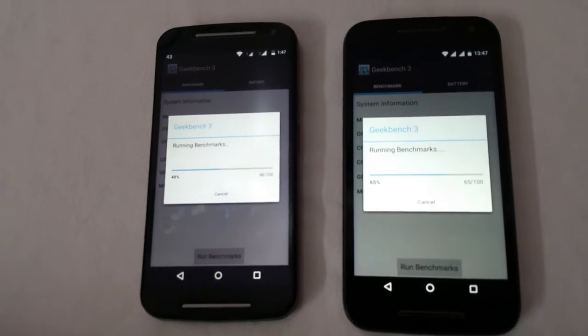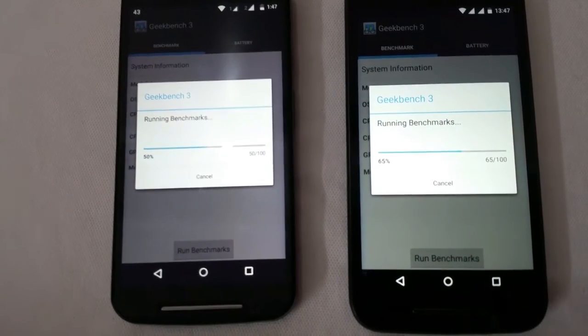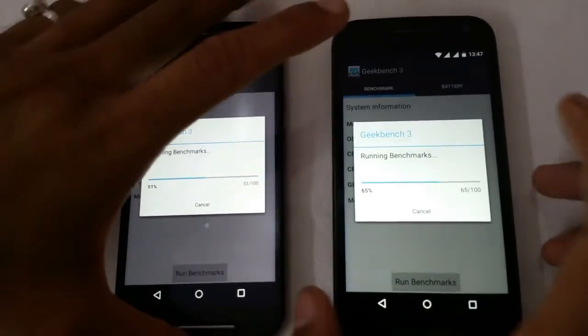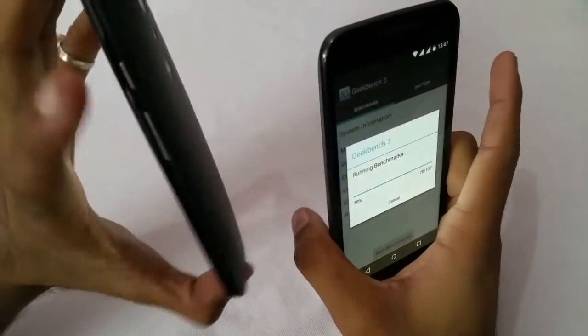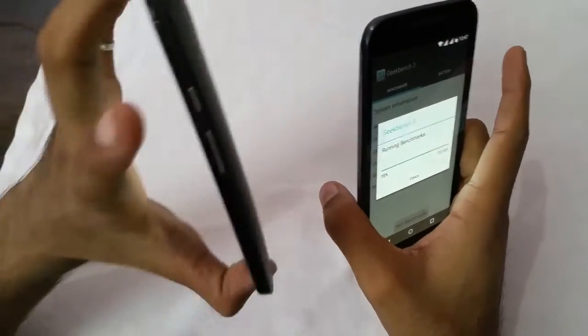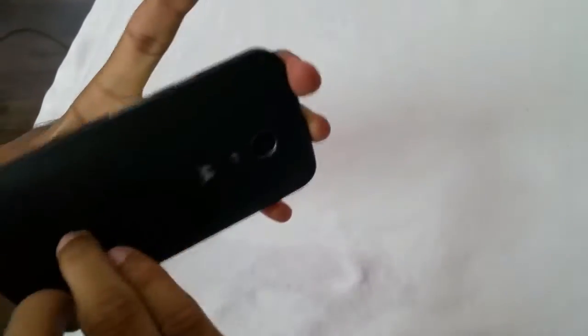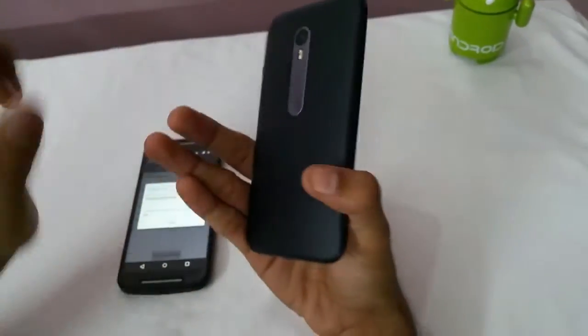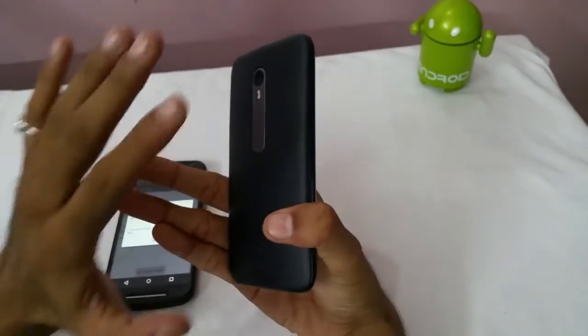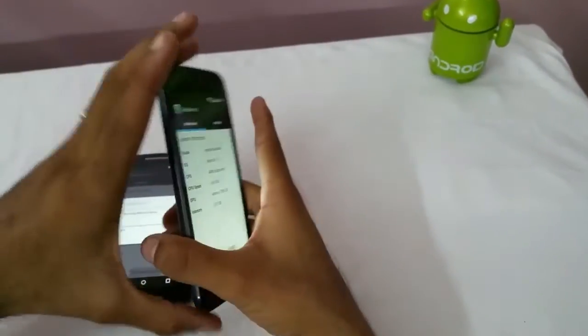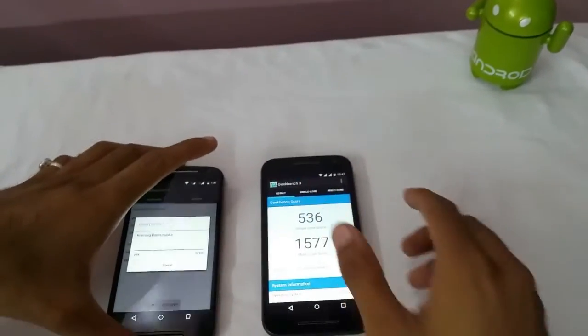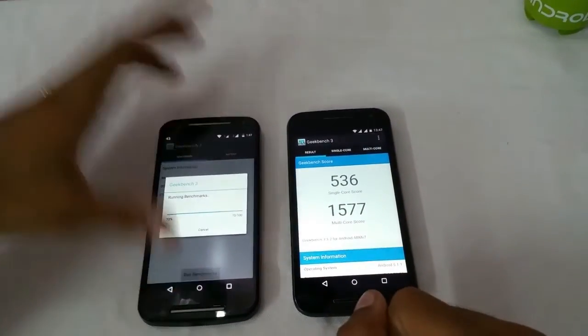I really appreciate the work Motorola did on this handset. Meanwhile, while it's getting completed, let's take a quick look at the design of both phones. The design of the Moto G second generation is the same as the Moto G first generation, because the back panels are almost the same. You can get a scratch on the back panel. But the back panel of the Moto G third generation is really handy, and you can't easily drop it from your hands, so that's good.